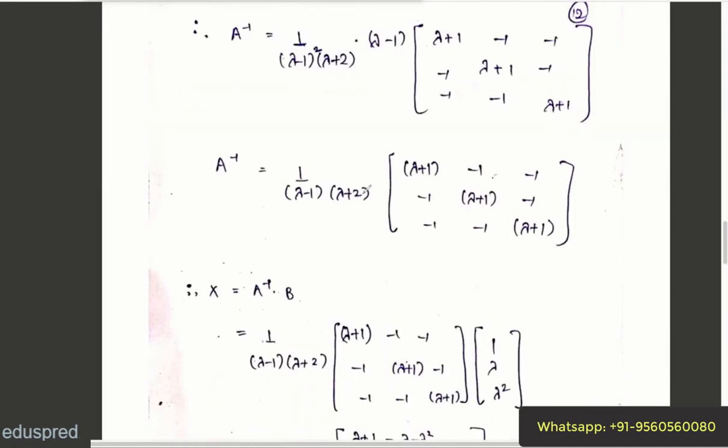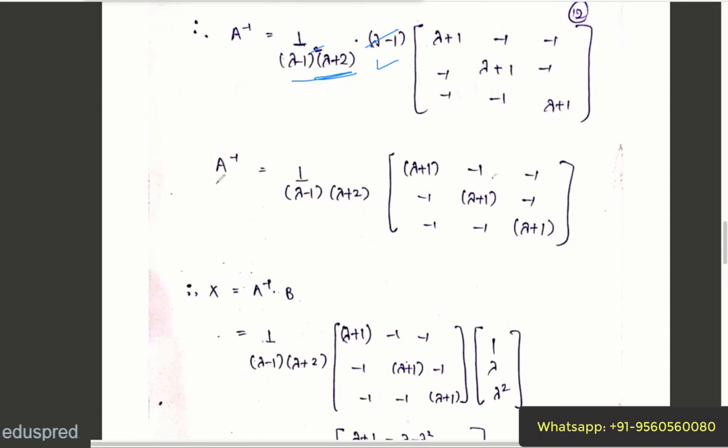And now your A inverse is equal to adjoint of A divided by determinant of A. This is your adjoint and this is your determinant. So now this gets cancelled with this, and you are left with this matrix. So your A inverse is this matrix multiplied by 1 divided by lambda minus 1 multiplied by lambda plus 2.